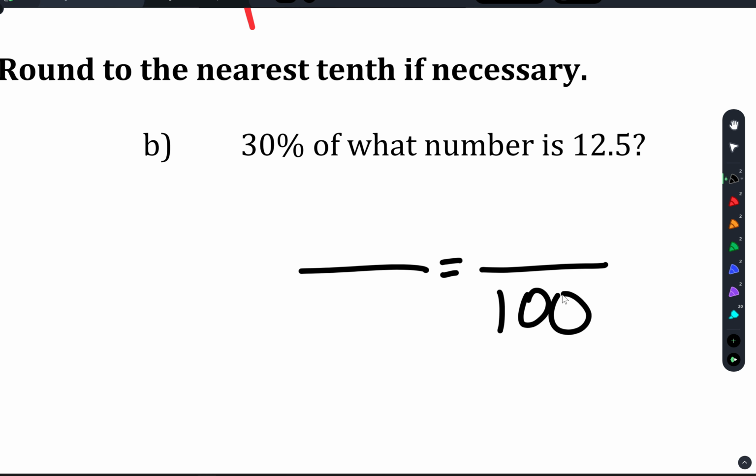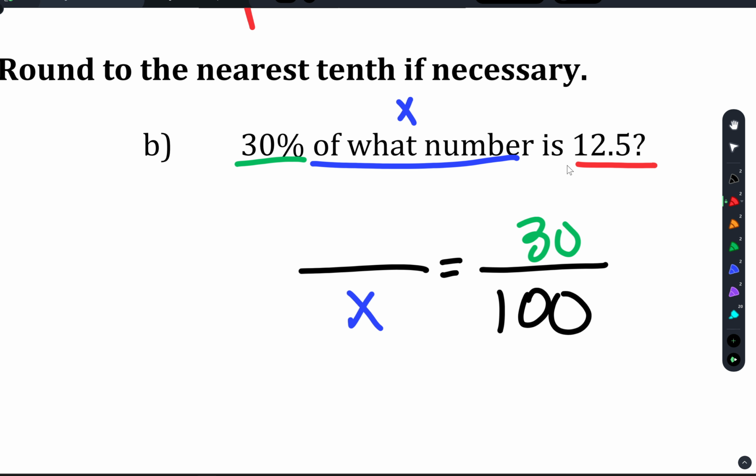Ranson? In the bottom left, it says, of what number? So the of what number, of represents the whole. That's where I know that's going to go. What else can I fill in here? I have 30%. Where does that go, Cody? Over the 100. 12.5, that goes in my last spot. That's the is. So it's saying 12.5 is 30% of what number?